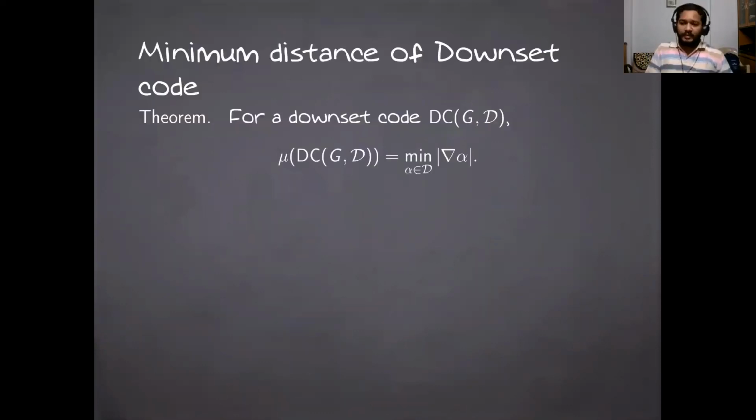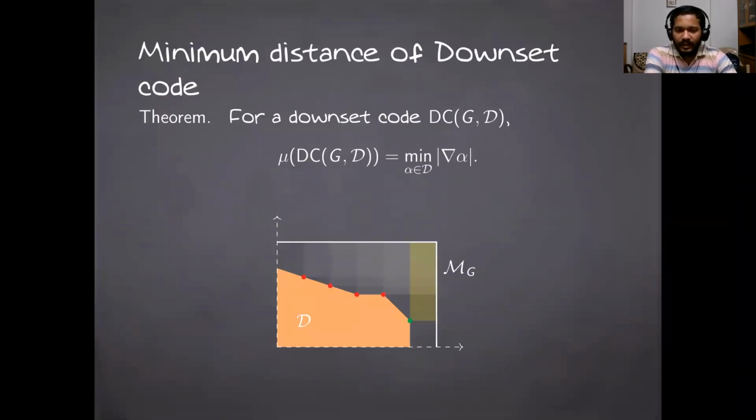And the sharpness is what we use to completely characterize the minimum distance. So this is the result that we have on the minimum distance of downset codes. Given any downset code, the minimum distance is equal to the minimum size of the shade of all the monomials that are in the downset. And that's what it is.